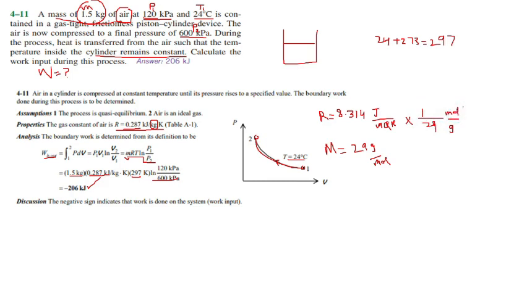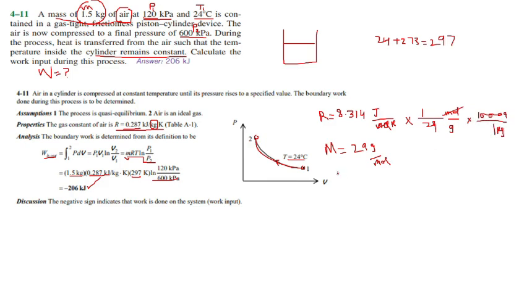So this mole will be cancelled with each other. You will get your answer in joule per gram per Kelvin, and further you can convert this gram into kg. 1000 gram contain 1 kg. Okay, this is unit conversion. You can do it by yourself.